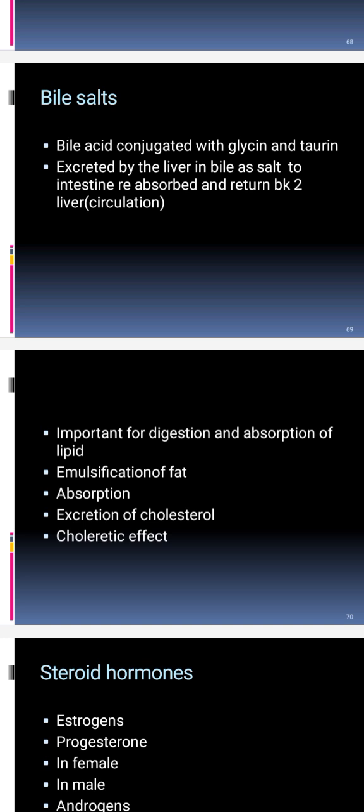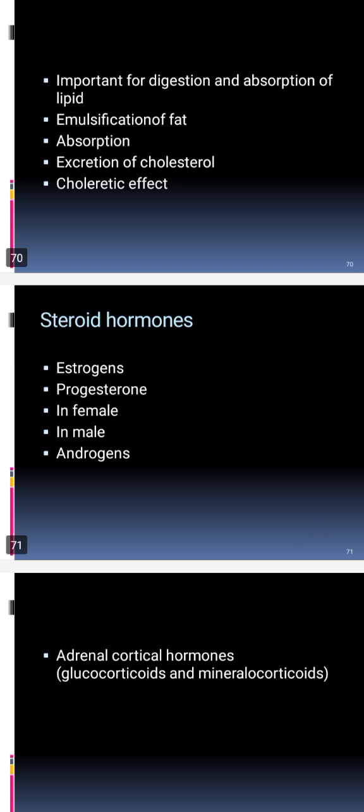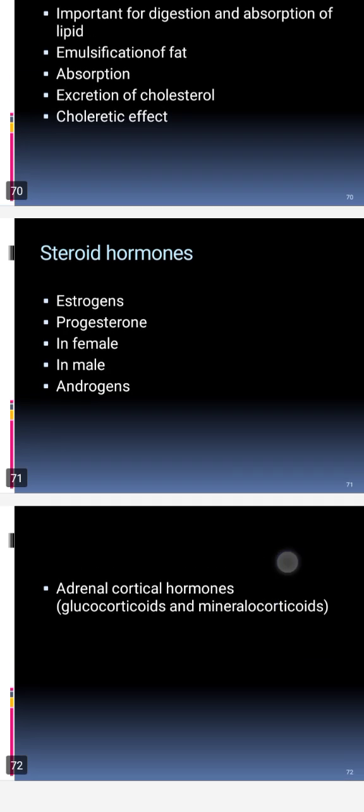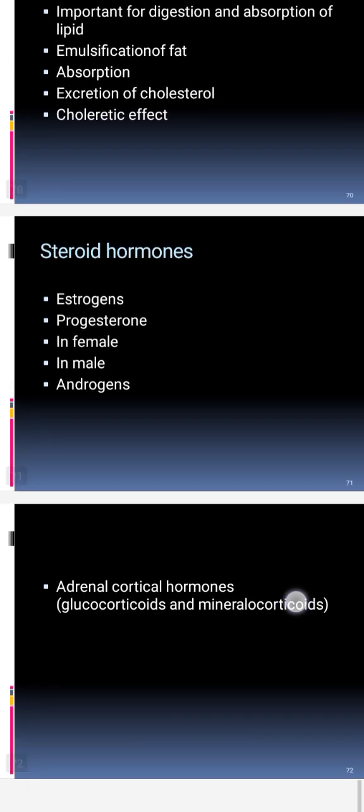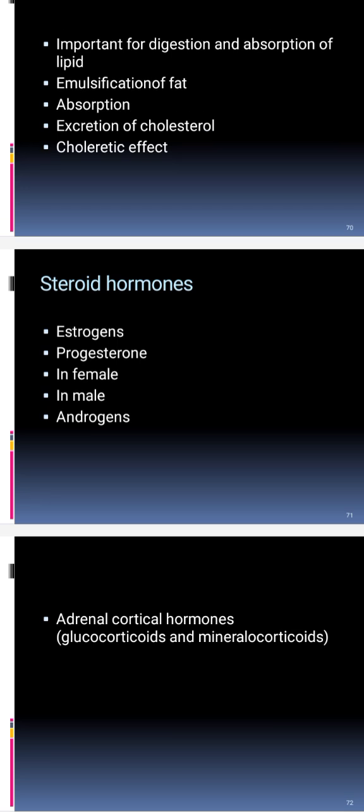Another type of derived lipid is the steroid hormones, such as estrogen and progesterone, which can be found in the female, and in the male we find androgens. Adrenal cortical hormones such as glucocorticoids and mineralocorticoids are also all steroid hormones.